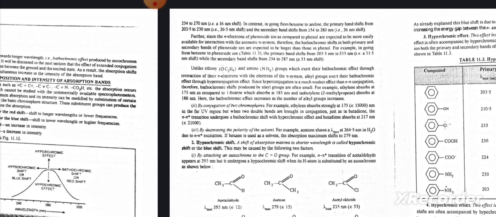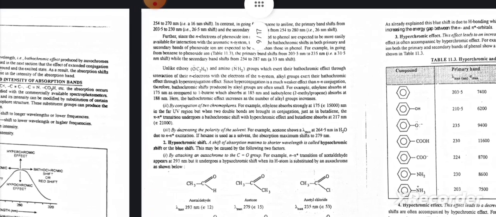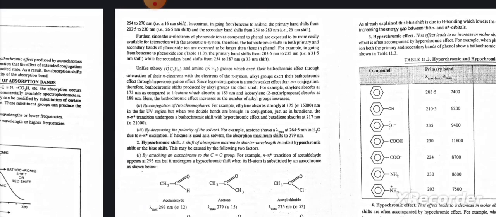Further, since the n electrons of phenoxide ion, as compared to phenol, are expected to be more easily available for interaction with the aromatic pi system, the bathochromic shifts in both primary and secondary bands of phenoxide ion are expected to be larger than those in phenol. For example, in going from benzene to phenoxide ion, the primary band shifts from 203.5 nanometer to 235 nanometer.